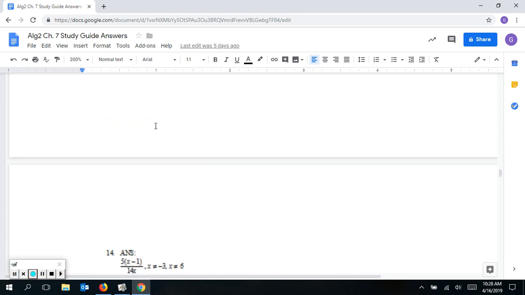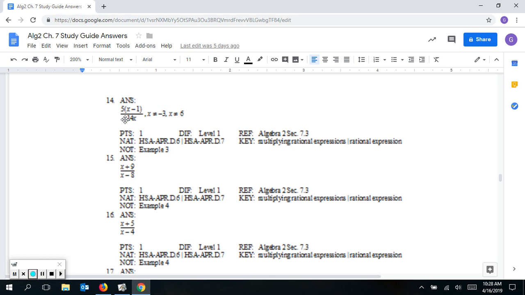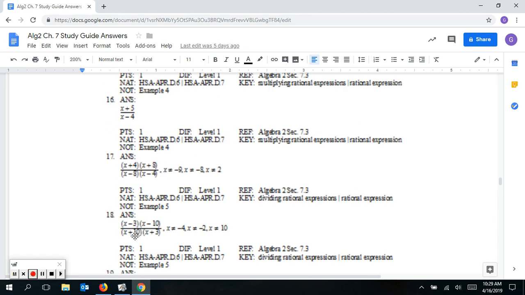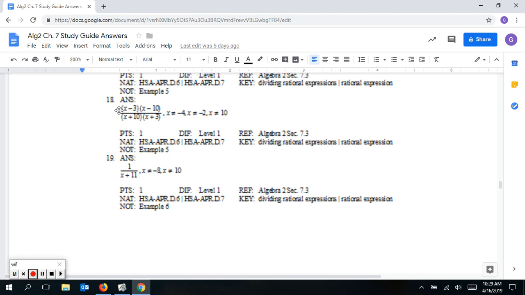And then number 14. For 14, we see 5 times x minus 1 over 14x, and x cannot equal negative 3 and x cannot equal 6. Number 16 would just be x plus 5 over x minus 4, and that would be it. Number 18, this one, it's the two binomials on top, x minus 3, x minus 10, and then x plus 10, x plus 3 on the bottom. And x can't be these three numbers, negative 4, negative 2, and positive 10.